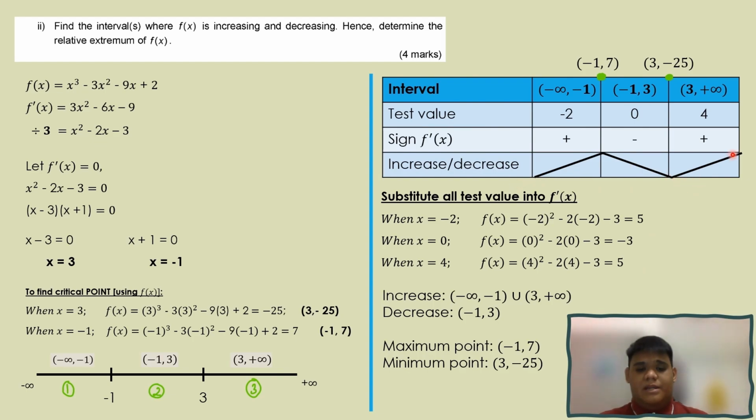So for increase, the interval is negative infinity to -1, union 3 to positive infinity. The decrease interval is -1 to 3. Maximum point is (-1, 7) and then the minimum point is (3, -25). For maximum and minimum points, we can determine by looking at the intervals.